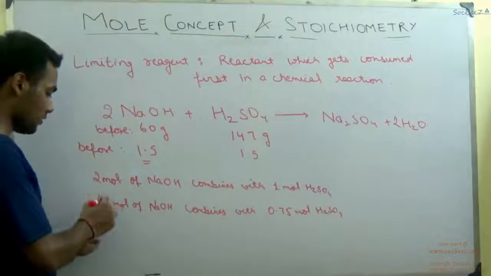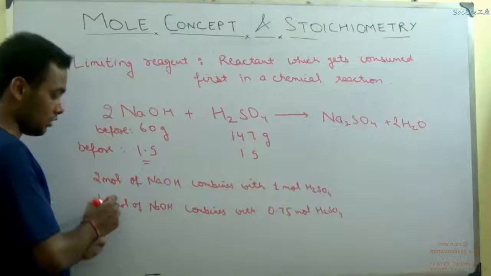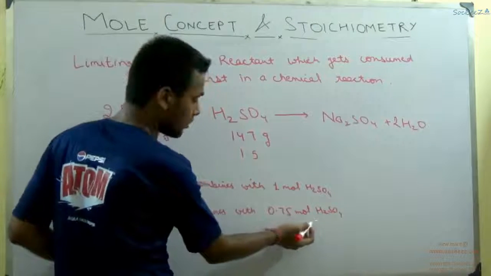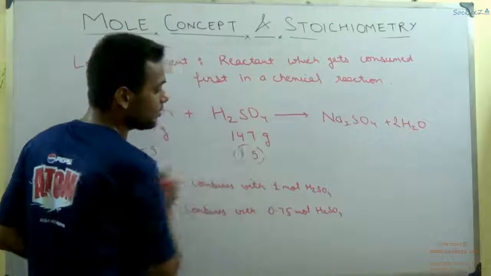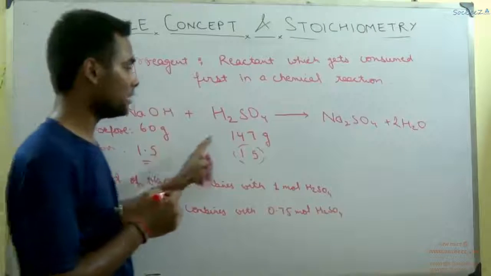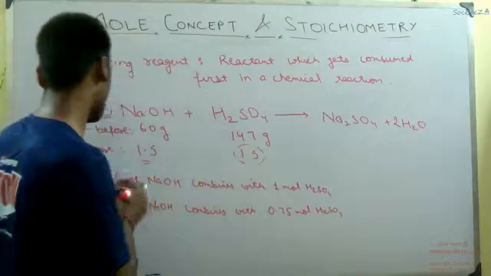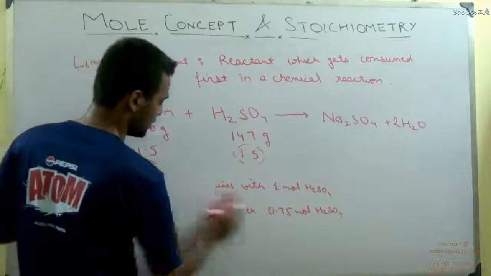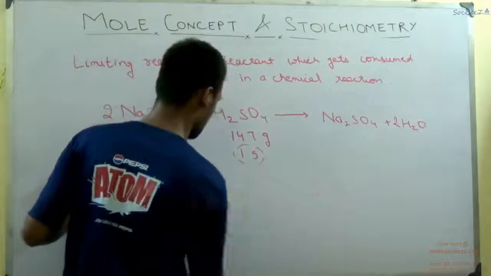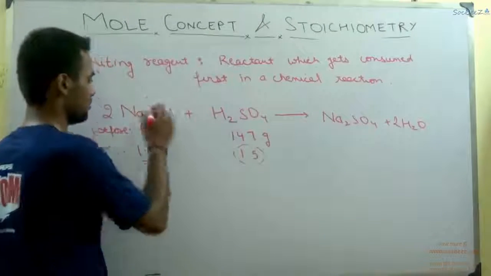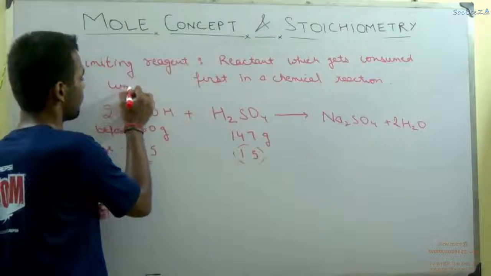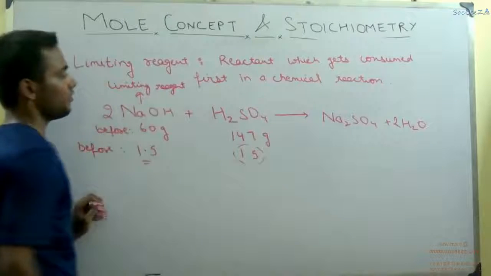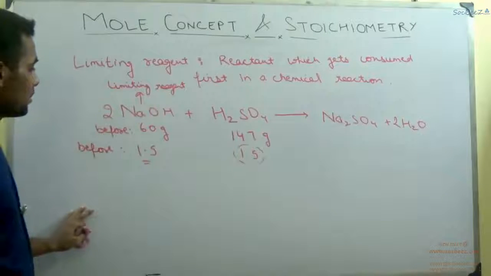Now we are given 1.5 mole of NaOH. To combine with 1.5 mole of NaOH, we need only 0.75 mole of H2SO4. But here we have 1.5 mole of H2SO4. Therefore, H2SO4 is present in excess amount, and hence we can say that NaOH is the limiting reagent, because H2SO4 is present in excess amount. Therefore, this is the limiting reagent.